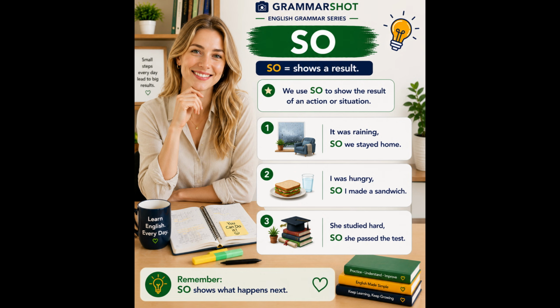Page 9. Now, let's learn so. We use so to show a result. One thing happens, and then another thing happens because of it. It was raining, so we stayed home. I was hungry, so I made a sandwich. She studied hard, so she passed the test. So shows what happens next.